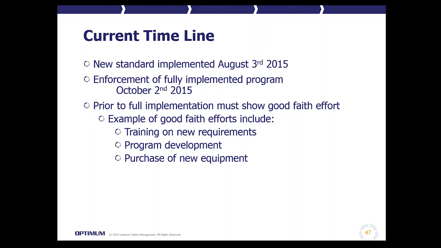Program development. So in our safety manuals, we now have something on confined spaces. And then also even the purchase of new equipment. So we're buying these davit arms, we're getting more air monitors, we're buying harnesses. So all these types of things could be ways of showing, you know what, we are in fact working towards implementing this standard.